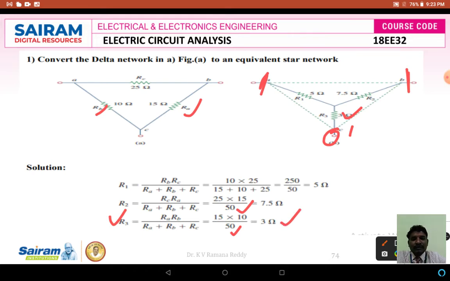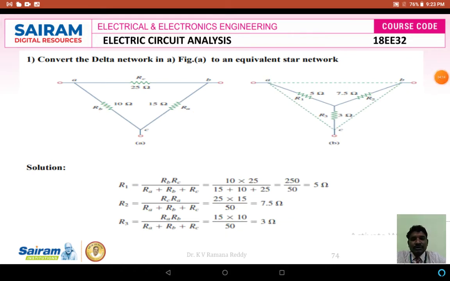Now we have converted the given delta network into the star equivalent network, whose equivalent resistance values are R1 equal to 5 ohms, R2 equal to 7.5 ohms, and R3 equal to 3 ohms. This is how to convert to the equivalent star network when the delta network is given.